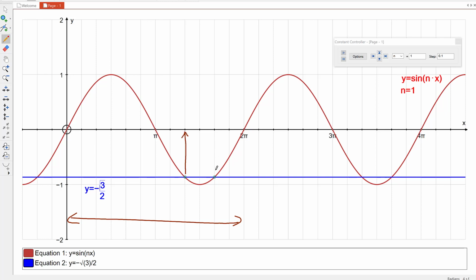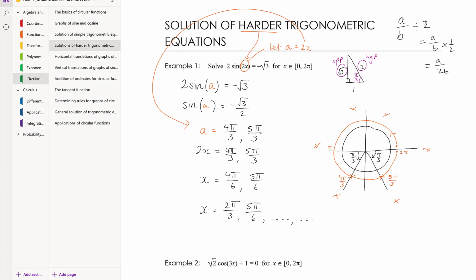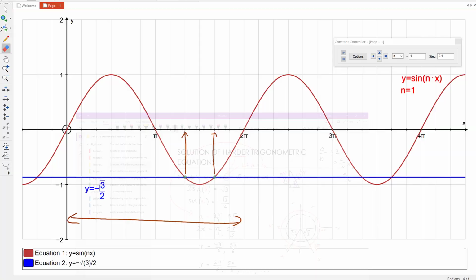Here and here. They were 2 pi on 3. No, sorry, my apologies. They weren't 2 pi on 3. Let's just have a quick look back over here. So this is the solutions for A. They were 4 pi on 3 and 5 pi on 3, which is what we're seeing here.